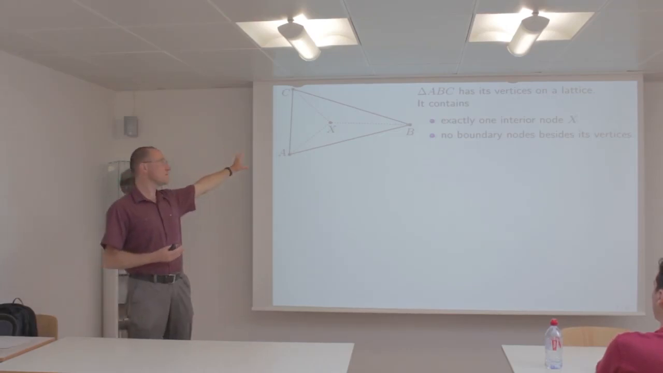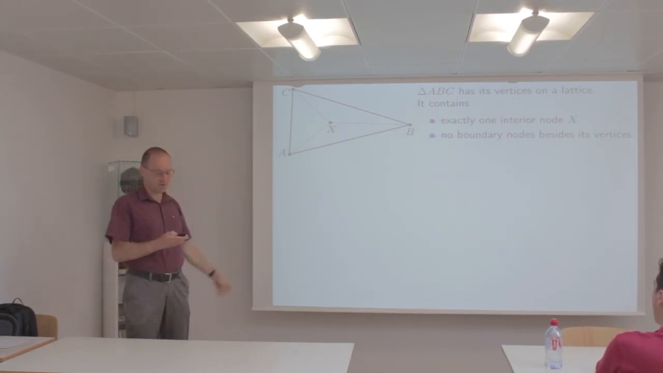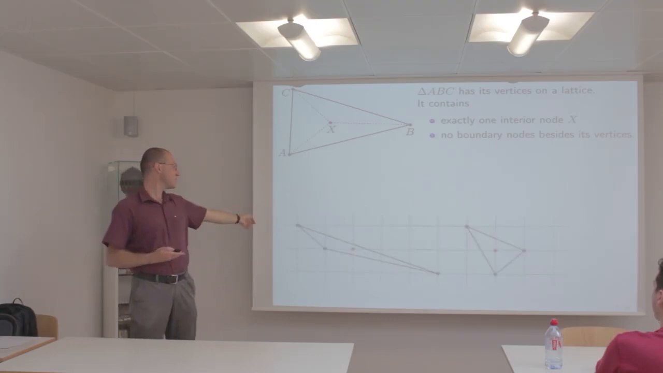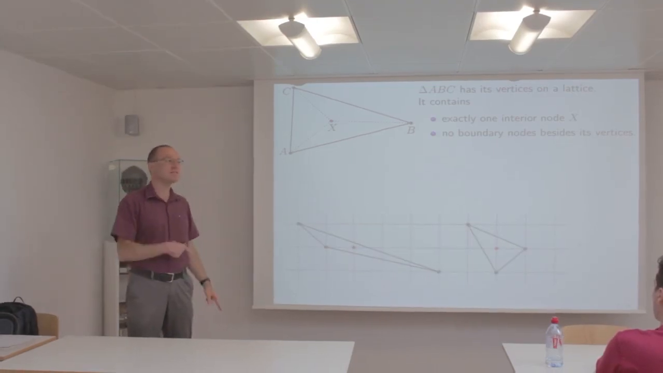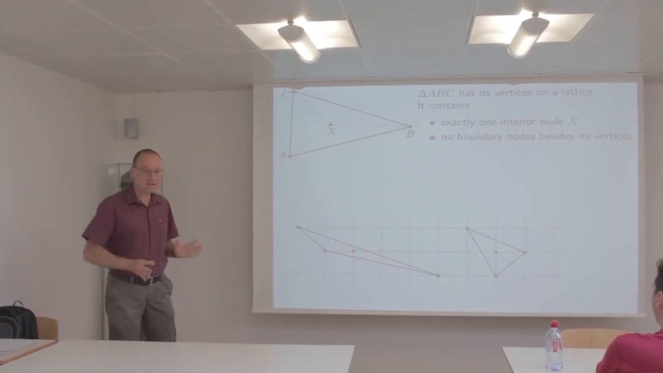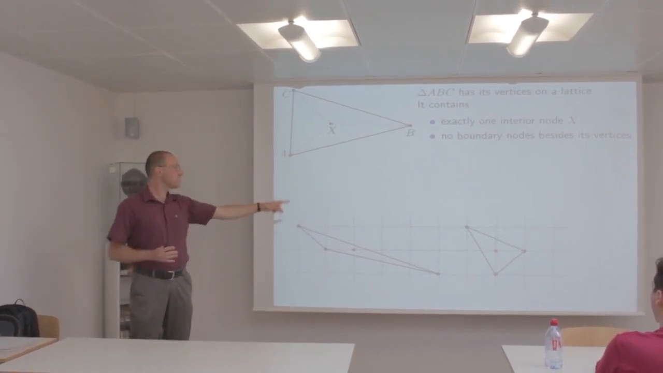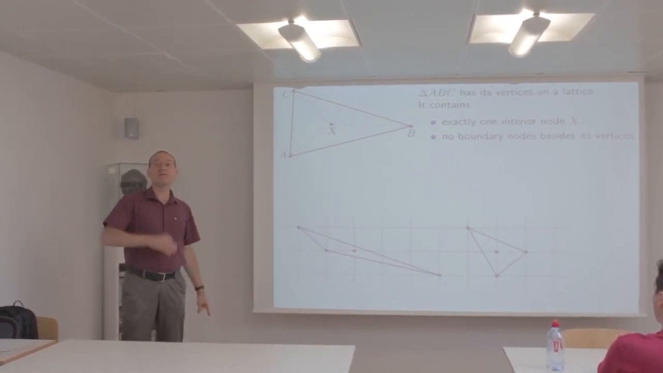This was the setting that we had on the first slide in the first talk. We had such examples: a triangle with no further boundary points and exactly one interior lattice point. In this case, this interior lattice point cannot be random.